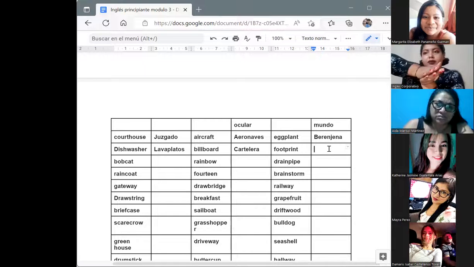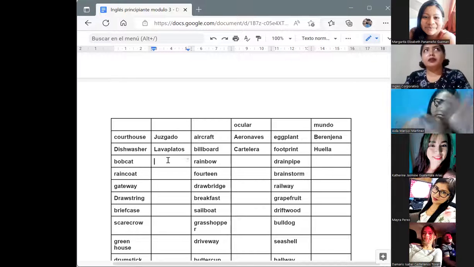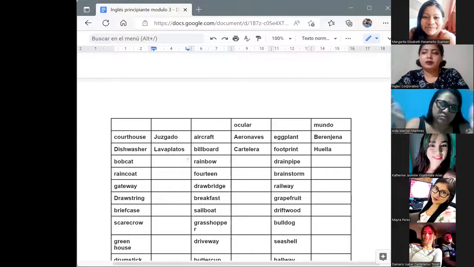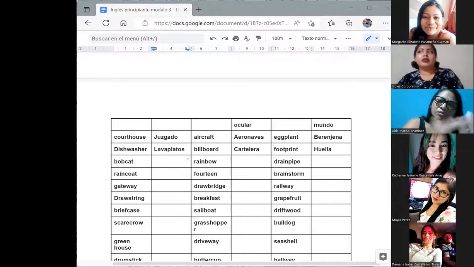Footprint. Huella. Una huella. Bobcat. Is an animal. Es un gato, pero no es un gato doméstico. Gato montés.